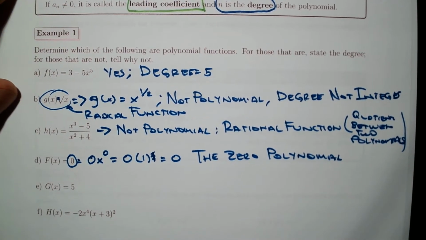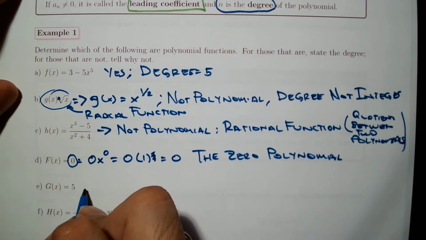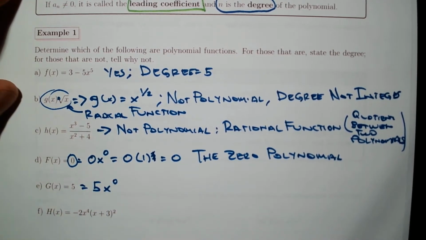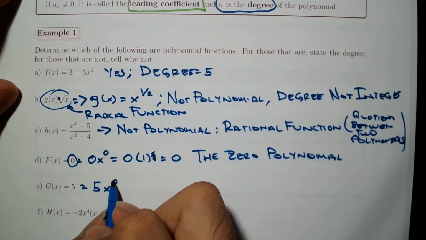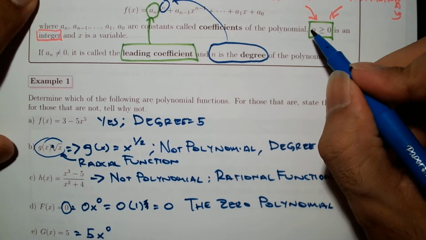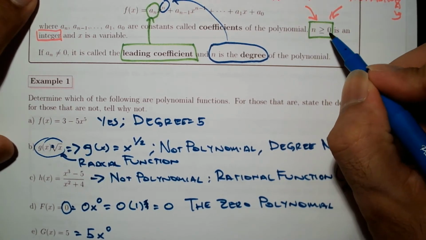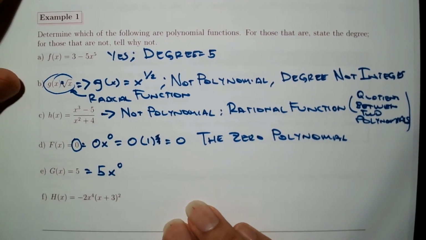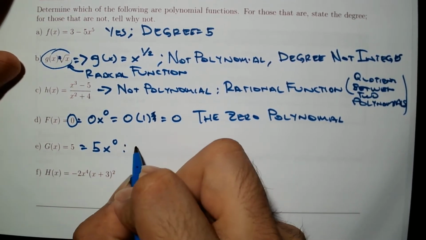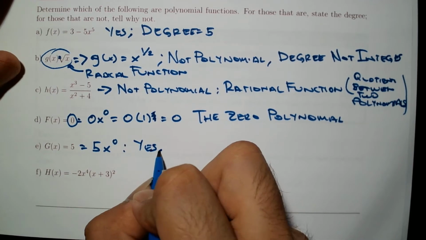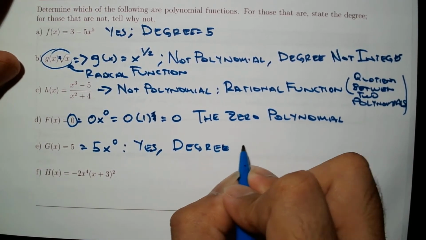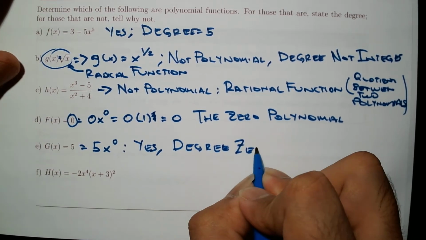Letter E, g of x equals 5. Alright, let's have a look at this one. This is also the same as saying 5x to the 0 power. So the degree is 0. Again, if we look at the definition, the degree can be 0 or greater as long as it's an integer. So yes, degree zero.